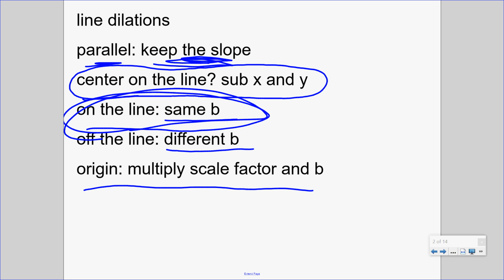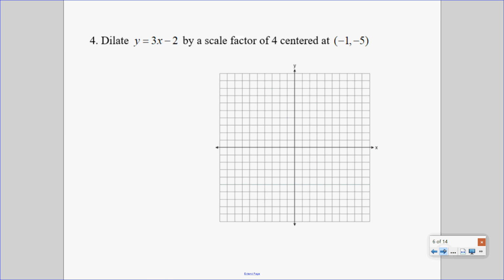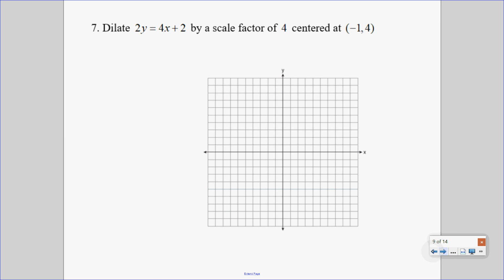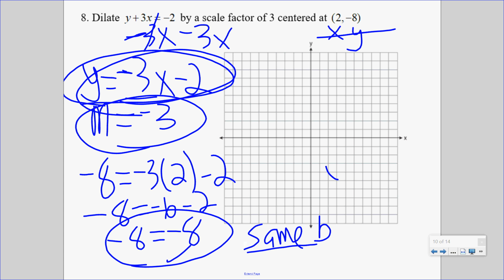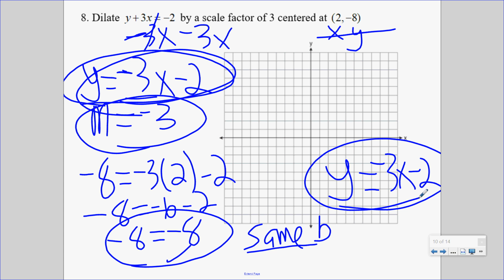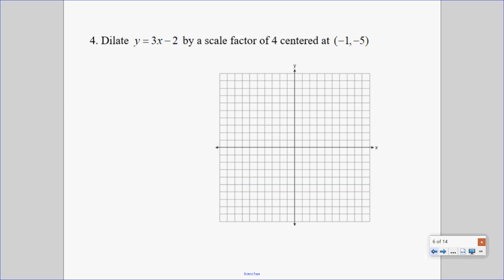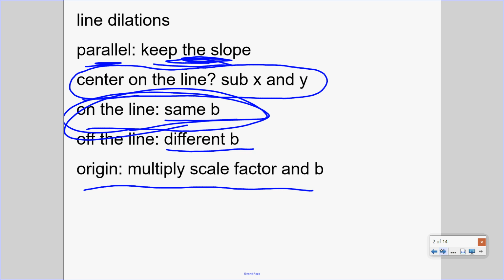Same M, same B, same equation. If the center's on the line, same B. Your answer, I don't need to graph anything. Y equals negative 3x minus 2. Doesn't matter what the scale factor is. If the center of dilation is on the line, same M, same B, same equation. That's the concept.